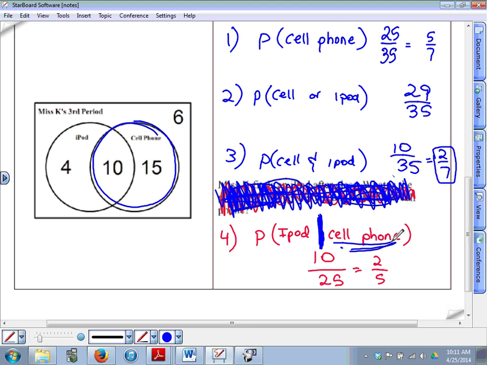These are pretty simple once you understand how to use the condition. So let's take a look at this front page.